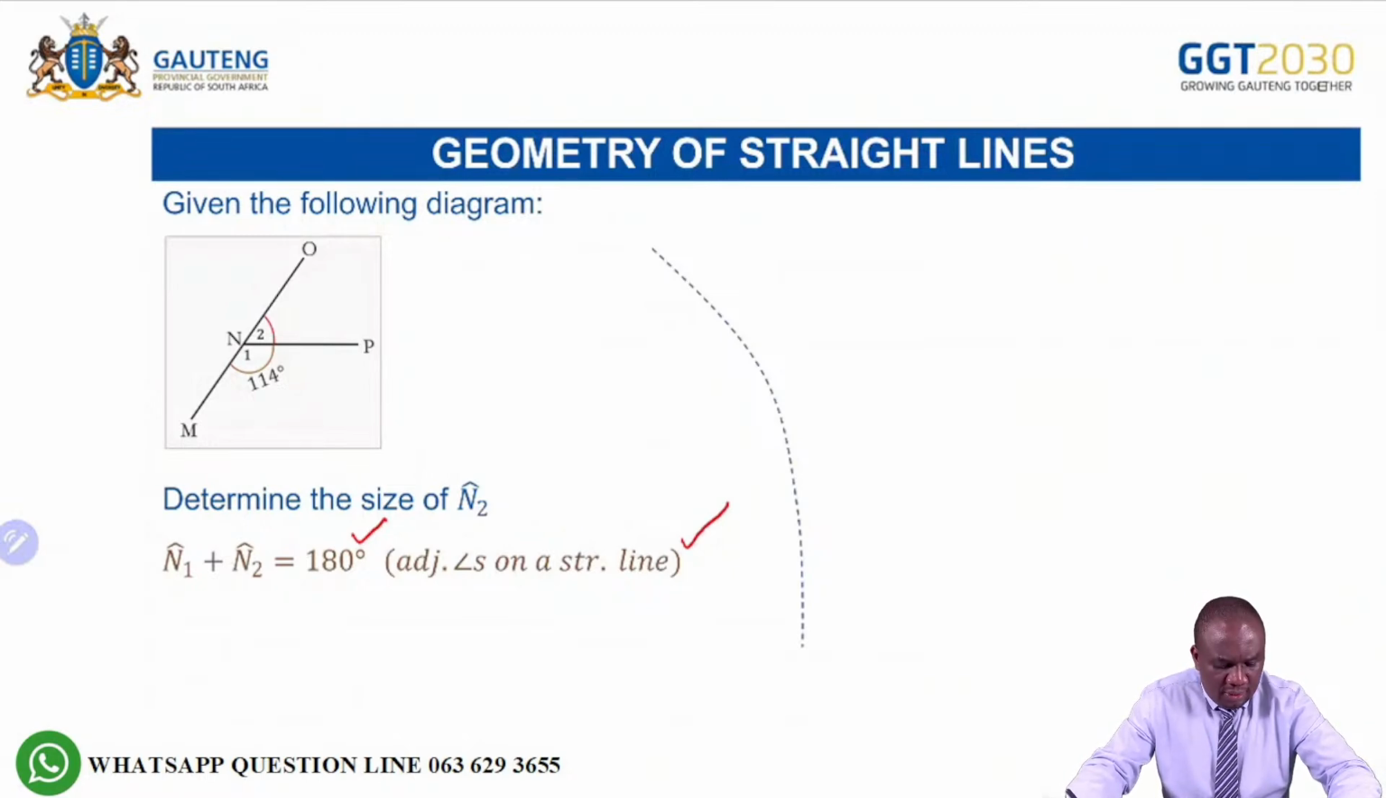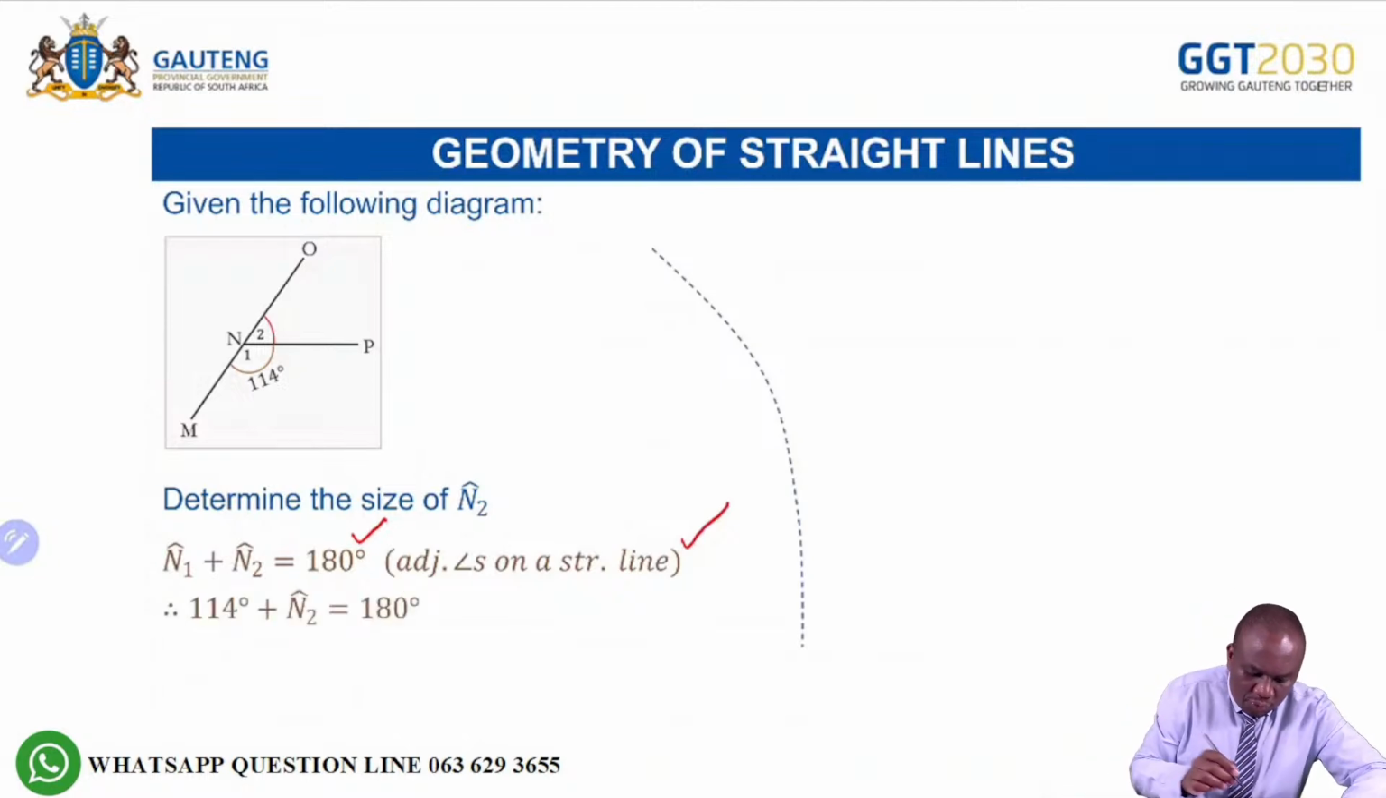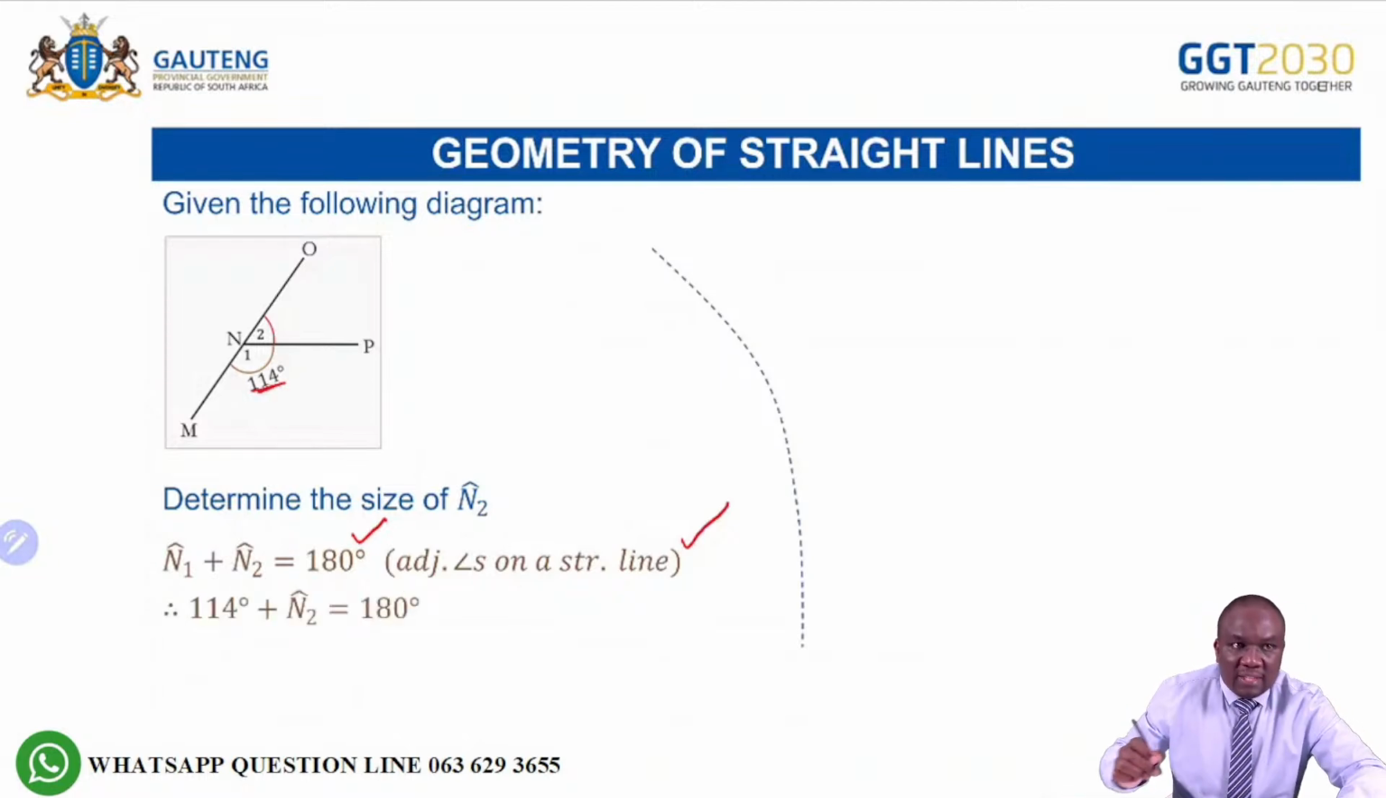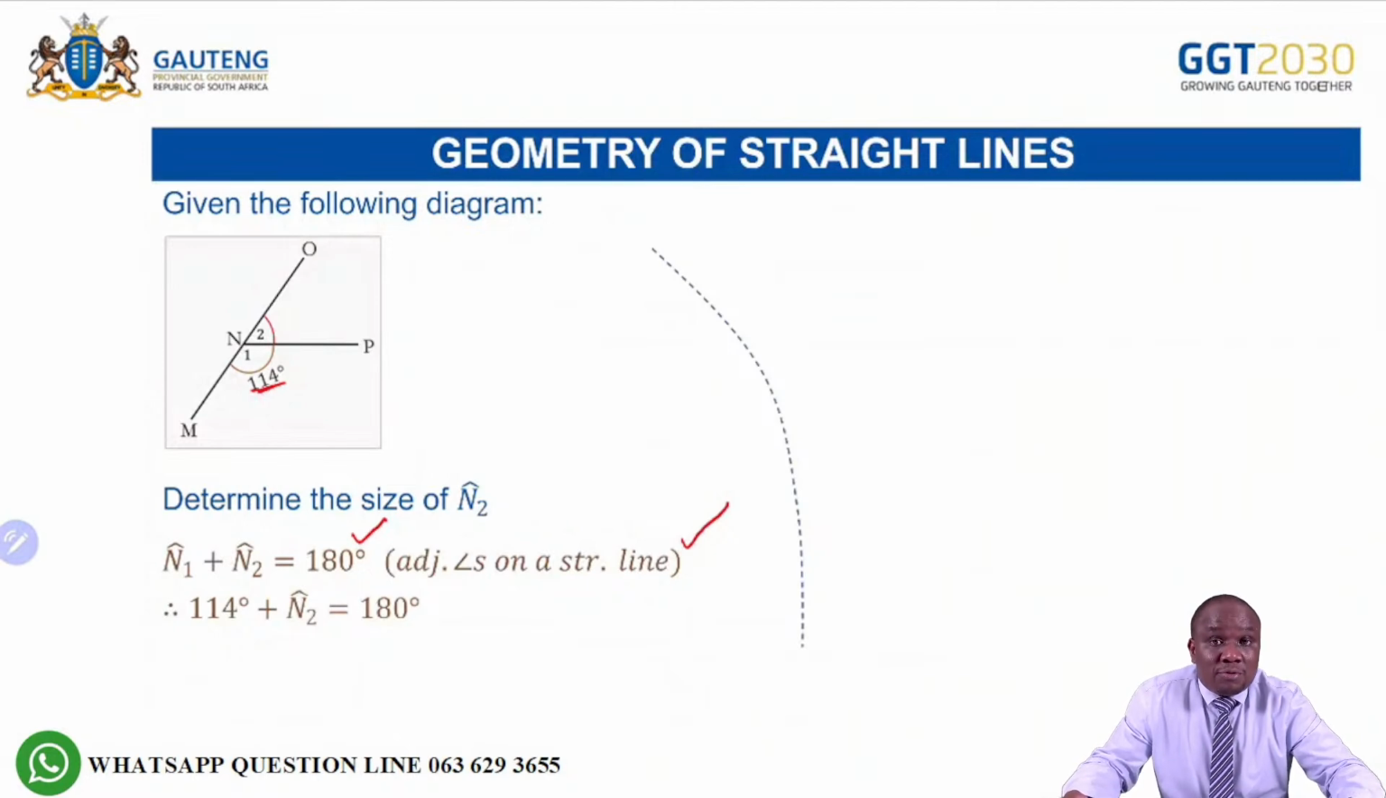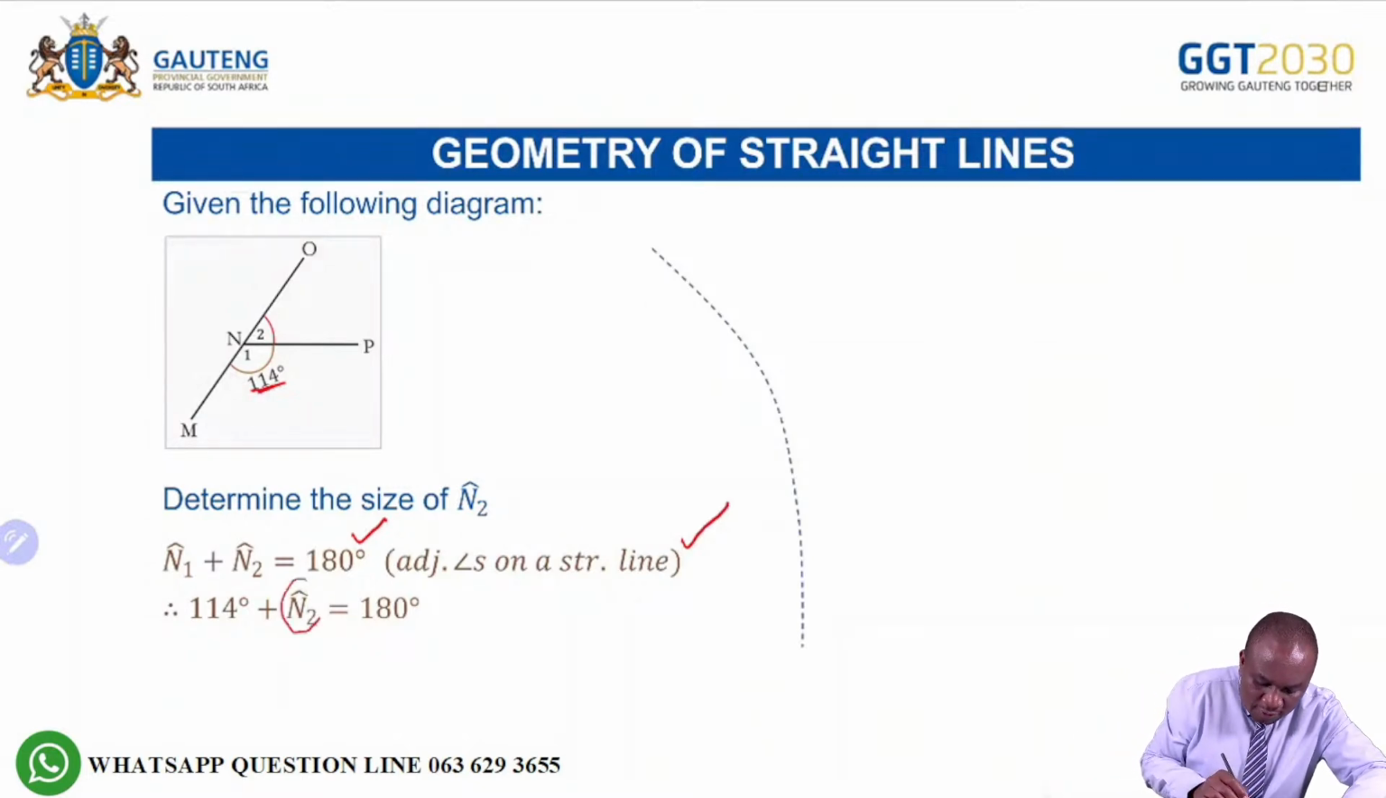And then N1 plus N2 is equal to 180 degrees. And then we substitute, we have N1, and then we solve for N2. We know how to solve equations. We don't solve for X only. This is our unknown. We're solving for this.